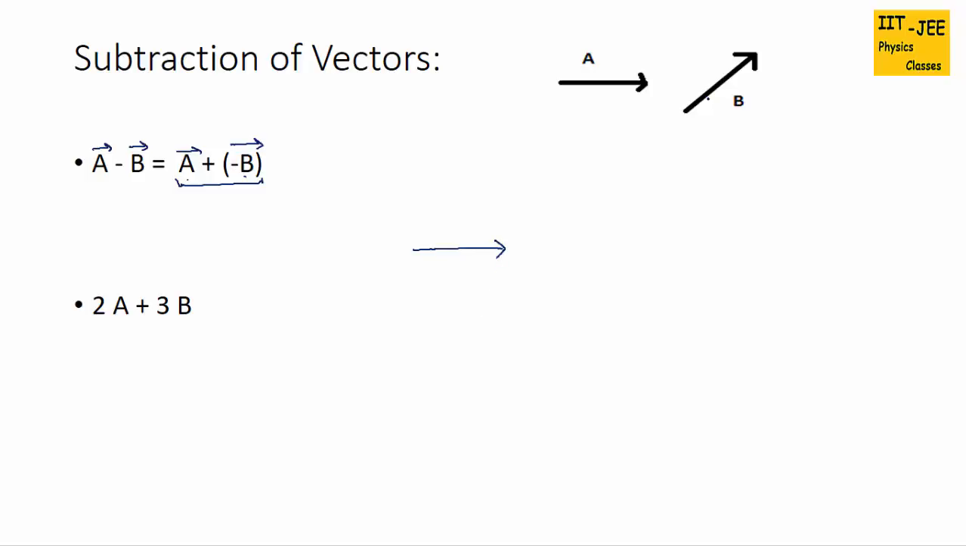This is our vector B, and minus B vector would be the parallel vector of the same length but the opposite direction. So from this point we will draw minus B. So we have A plus minus B, which equals A minus B. To draw the resultant, we will join start and end points, and direction would be towards the end point, and resultant equals vector A minus vector B.